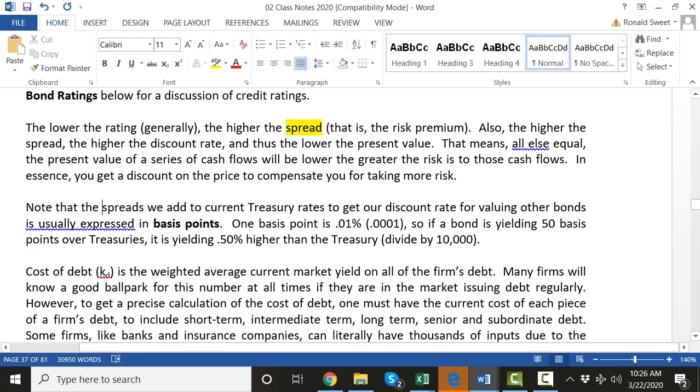Now, important on spreads, make sure everybody's really clear on this. Spreads are expressed in what we call basis points. So a basis point is 0.0001 or 0.01%. So 50 basis points is 0.5%. 100 basis points is 1%. So if you're not sure, just take the basis points. If something's 50 basis points, take 50 and divide by 10,000, and that will convert it into a decimal, and that's what you're going to add to the risk-free rate.